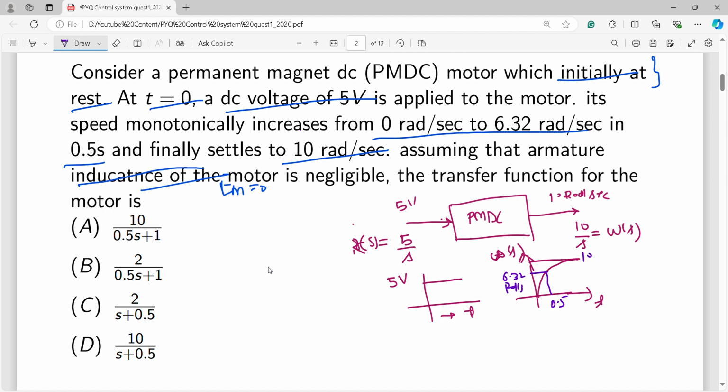Now 10 radian per second. So this 6.32 is achieved at 0.5 second. As we know, this 6.32 is equal to 63.2% of the final value, which is 10. So we can say 0.5 second is nothing but the time constant itself. Okay, so we can say this is tau, T equals 0.5 second.